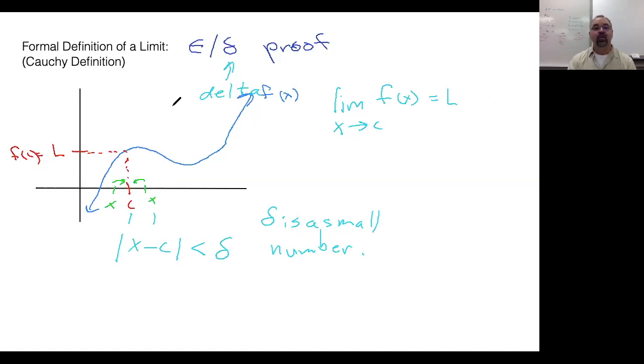All right. Well, what does that mean for the other axis then? How is f of x approaching L? How is that y coordinate getting closer to L? And what do we mean by that? Well, that's really just a case of f of x could be anywhere in here, right?